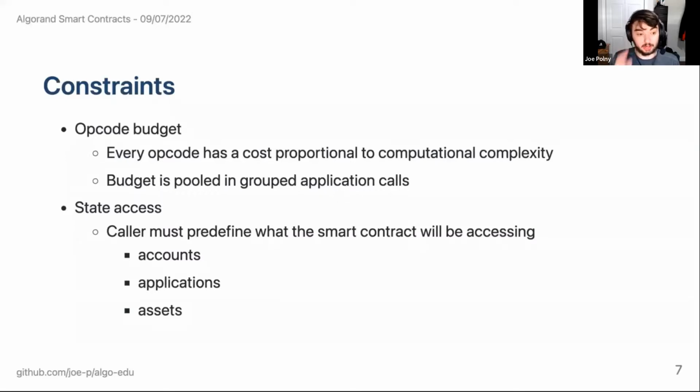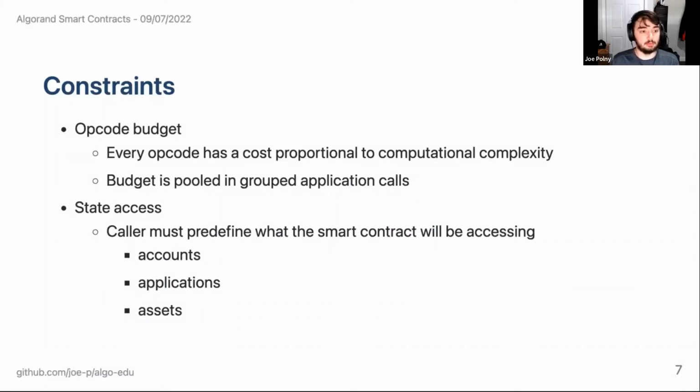So a little bit more about the constraints. We have an opcode budget, and this basically means every opcode or every operation you do on chain has a cost associated with it. So simple operations like addition, subtraction, division, stuff like that, the opcode cost is just 1, so it subtracts 1 from the opcode budget. More complex operations, so stuff like hashing data or verifying a crypto signature, are more computationally complex and thus have a higher cost associated with them.